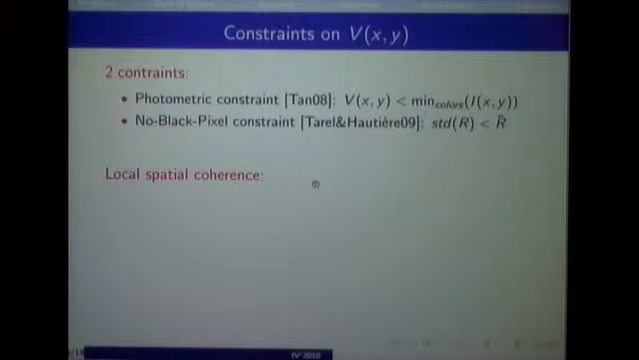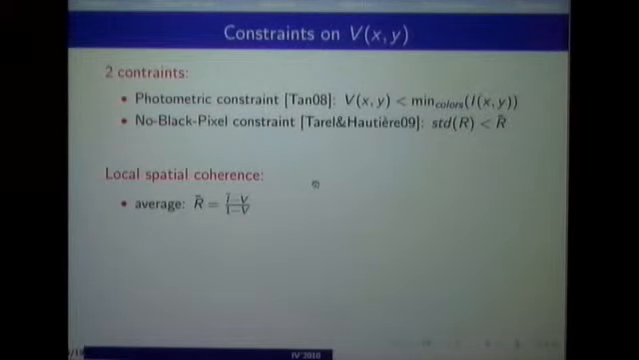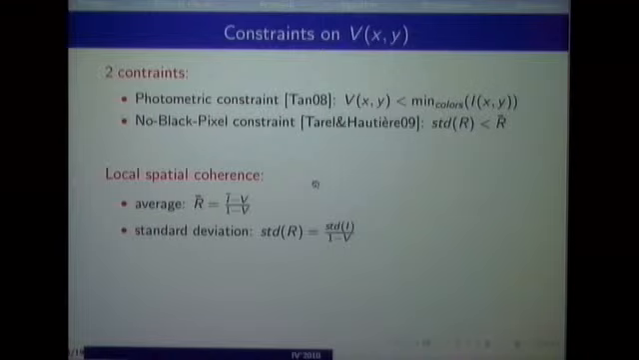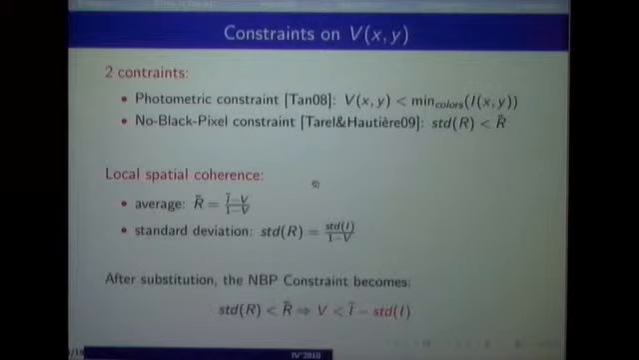To transform this constraint into an easier to handle constraint, we are going to use the spatial local covariance, just by assuming that locally the atmospheric veil is constant. So we can take the average of the equation I showed you in the previous slide, and we will obtain this equation. We can do this also for the standard deviation, and we will have this equation. And now we have the expression of the average of R and the standard deviation of R, so we can substitute in the constraint, and we will easily derive a constraint on the V which is a function of the original image only. So this is the one in red. We will call this constraint the non-black pixel constraint.